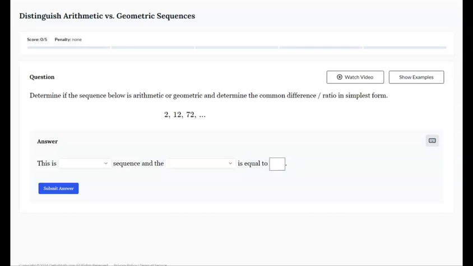So we're going to take a look here and see, is this adding by 10 each time? No. So that means that it is not arithmetic. And so we tried timesing by 6, and that is the pattern. So we're going to type here that this is geometric because it has a common ratio, and that ratio is 6.